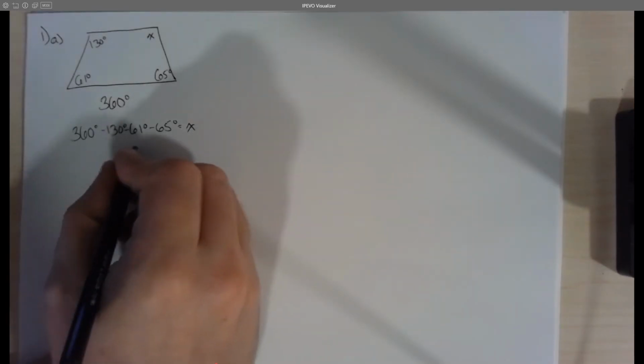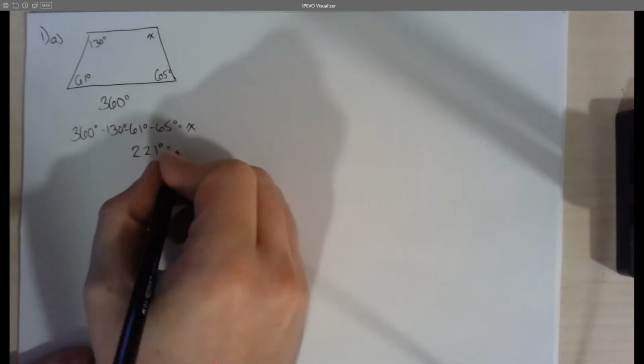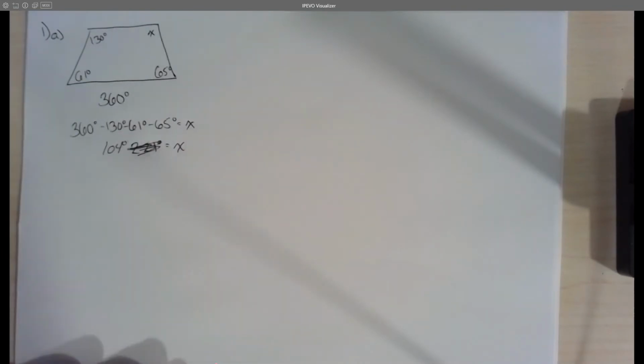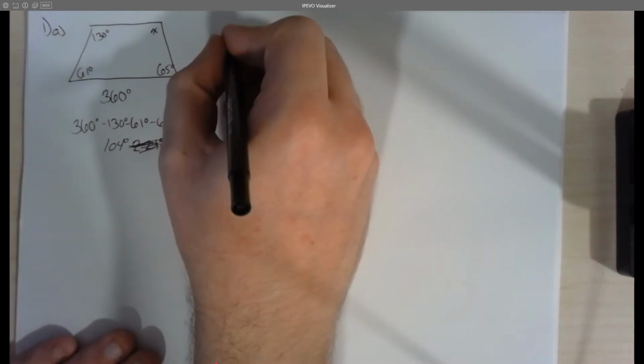So 360 minus 130 minus 61 minus 65 is going to leave me with 104 degrees for my x value. It's always best to double check on the calculators before you write down your answers.